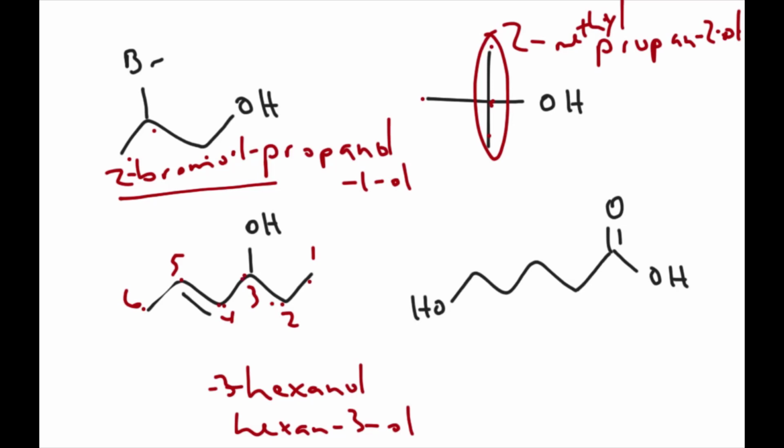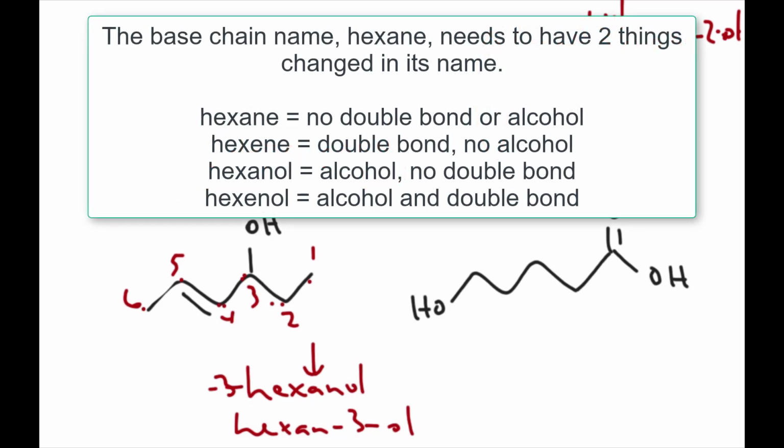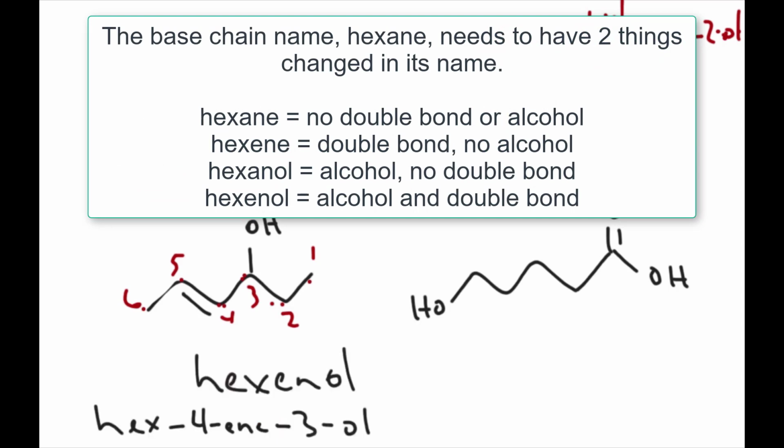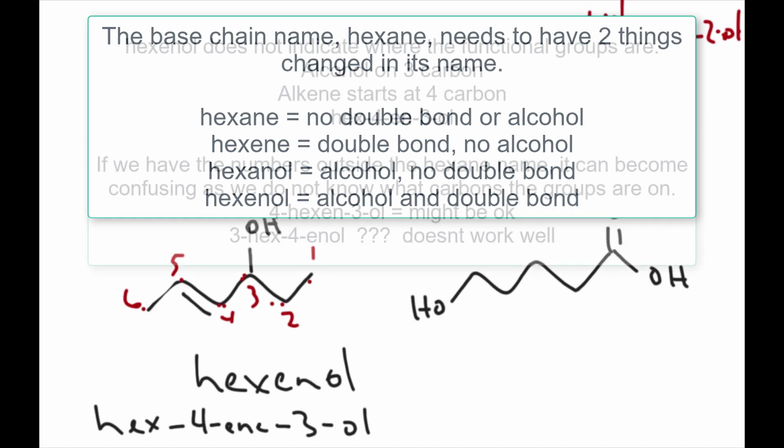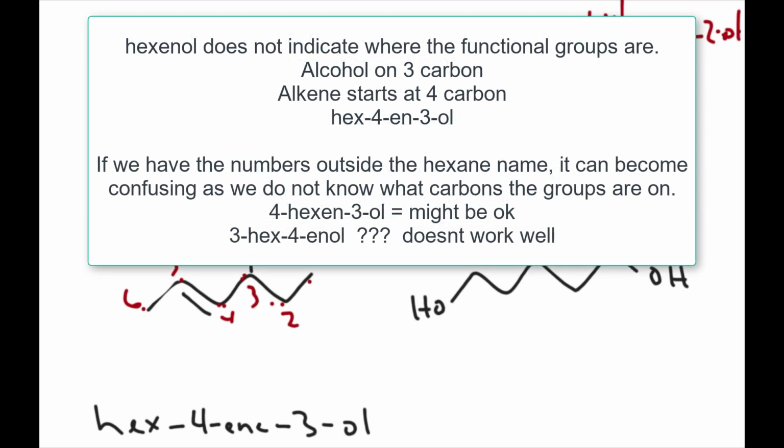I need to indicate that as well. So where we indicate that is here with the letter A. So I need to rewrite this. I could also write this as the 4-hexene 3-ol as well, and that would still work.